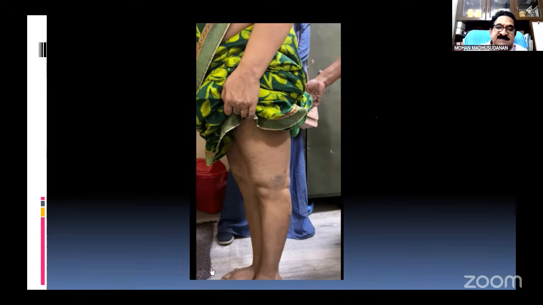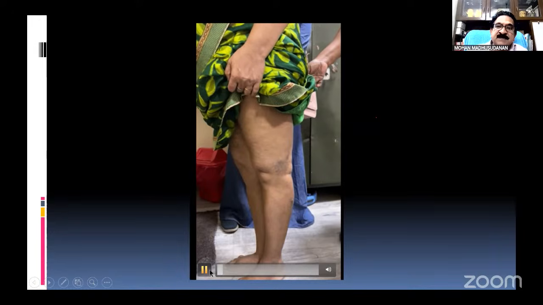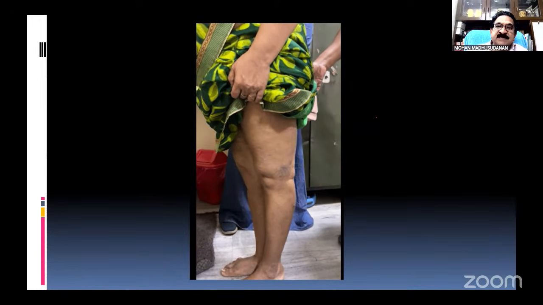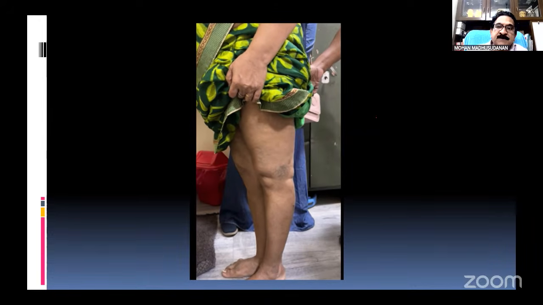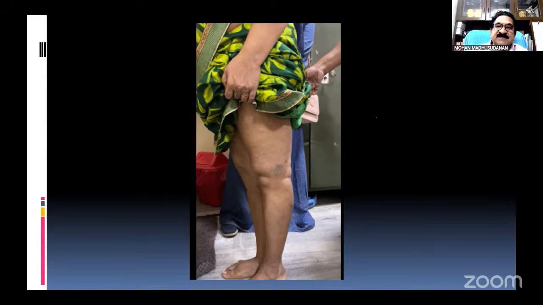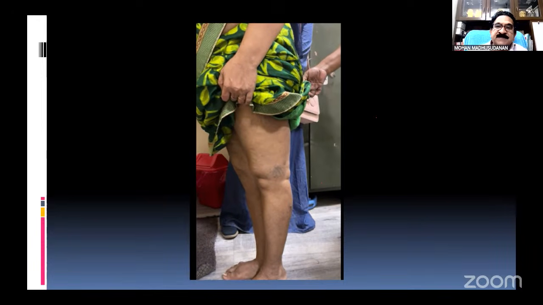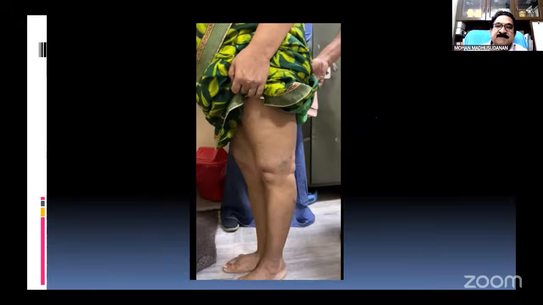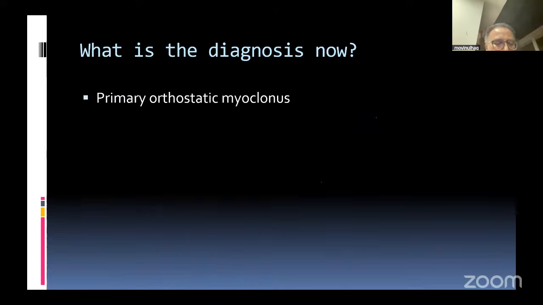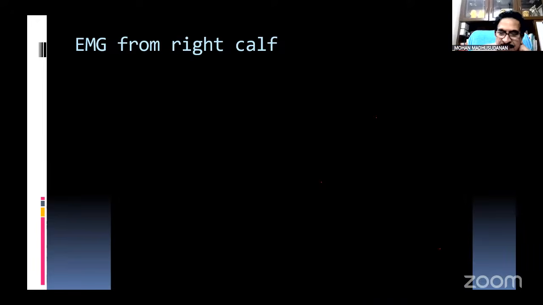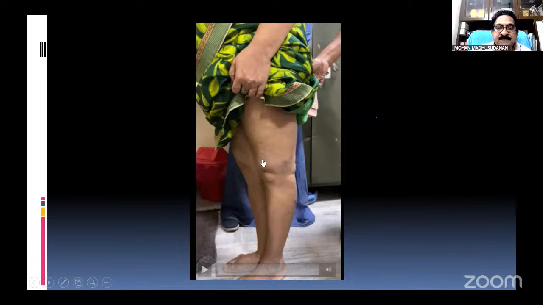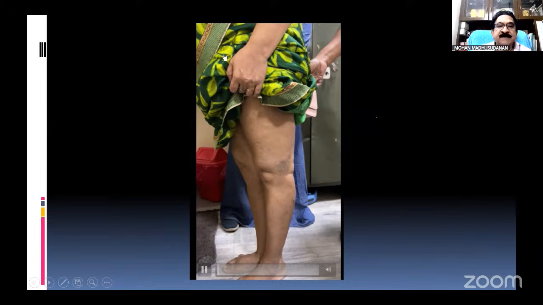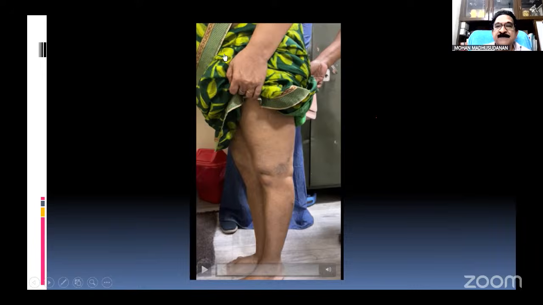Did you see the myoclonus? It is not a tremor because the frequency is less and the amplitude large. In orthostatic tremor, the frequency is more than 14 hertz. See, these are jerky movements. So, primary orthostatic myoclonus. Can we show it once again? Can we zoom it, sir? We are not seeing the movement. Okay, wait a minute. Let me see. Just one minute.